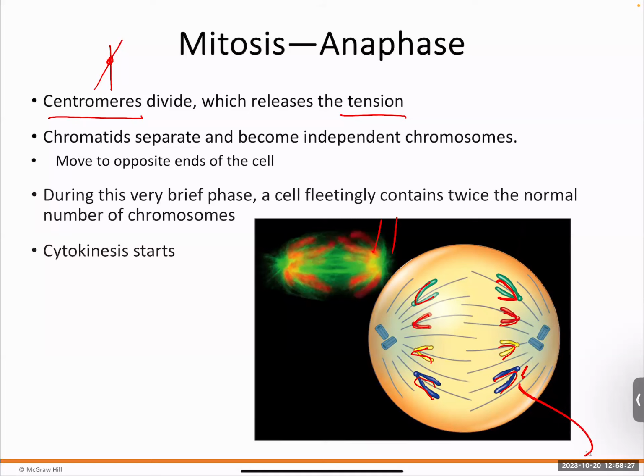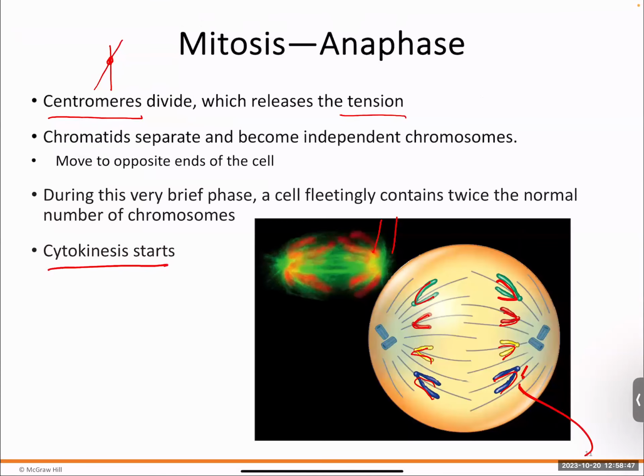Another thing that I do want you guys to note is that anaphase is where cytokinesis starts to take place. It's initiated, but it doesn't finish until all the way after telophase has been done. But it does initiate in the anaphase.